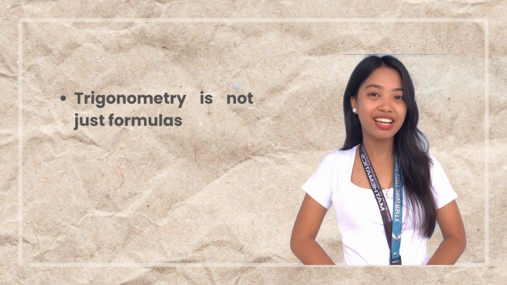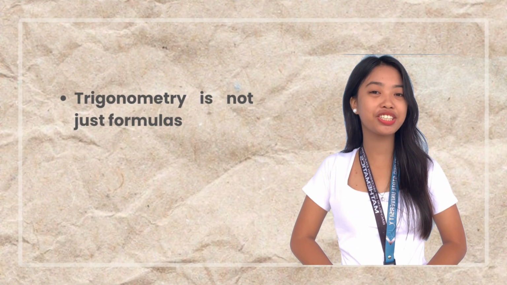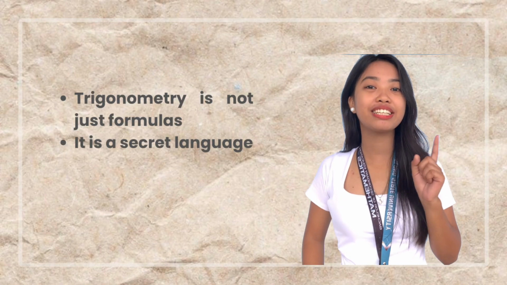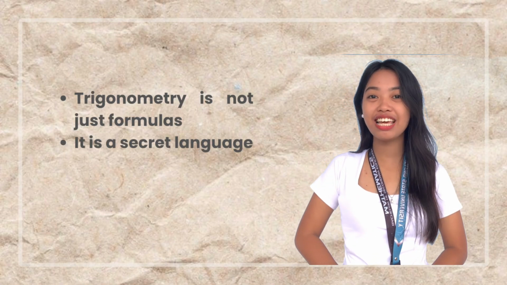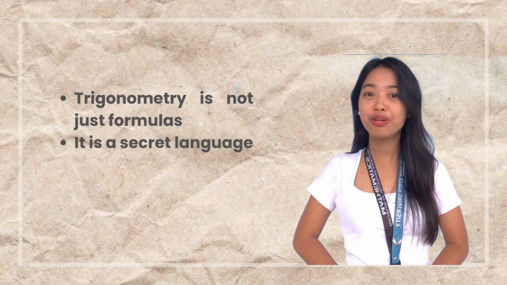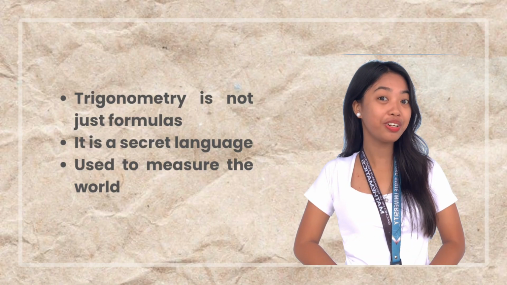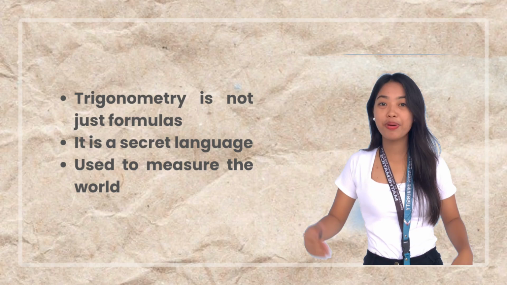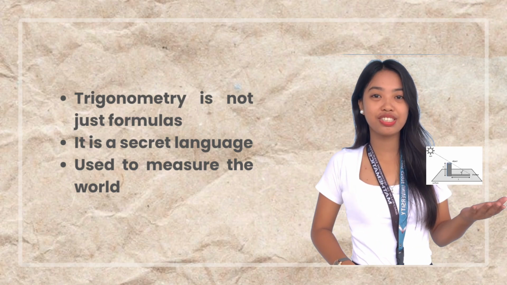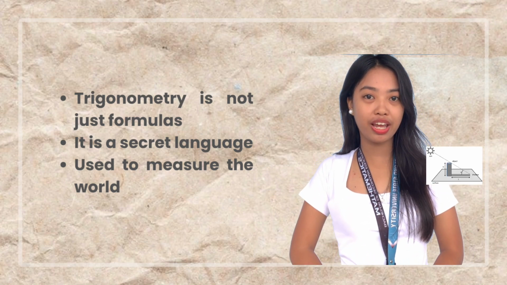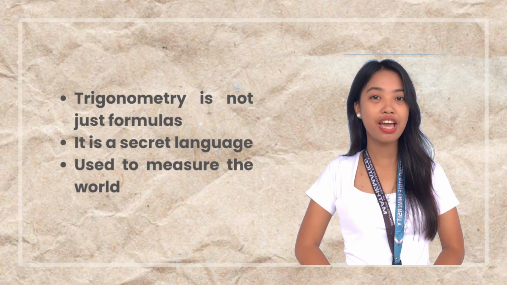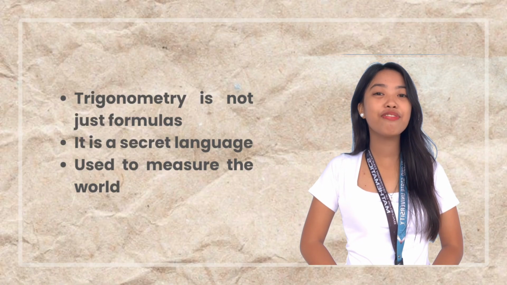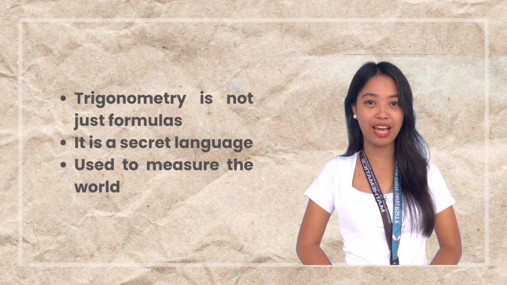Most people think that trigonometry is a mountain of scary formulas. But what if I tell you that it's actually a secret language to measure the world without even using a ruler? Look around you. The bridges, buildings, and even shadows. We use trigonometry because it helps us measure heights, distance, and even angles without directly measuring them.